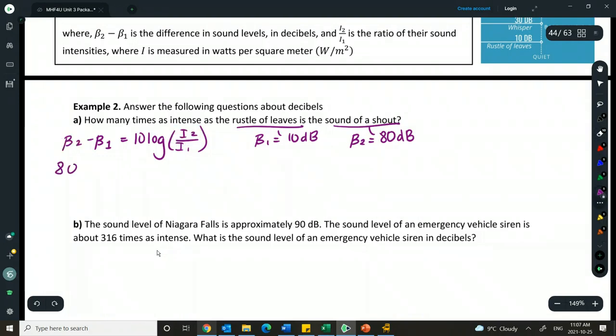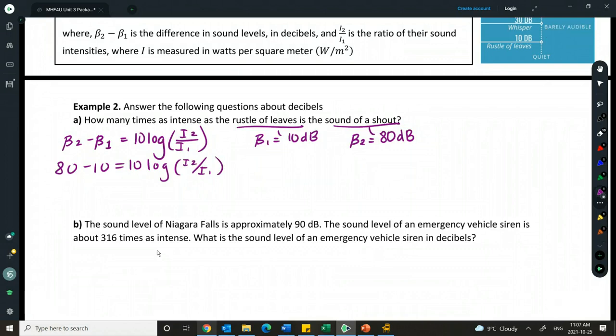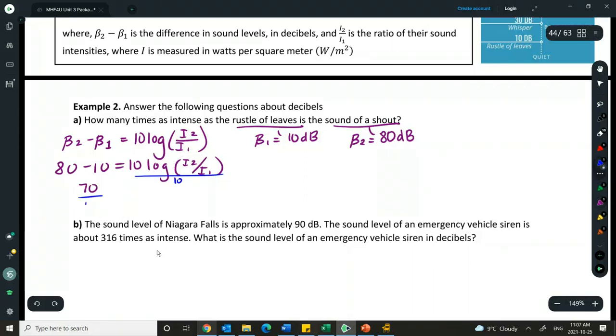Okay, so 80 minus 10 should be equal to 10 log of I2 over I1. Again, I'm just looking for the comparison between the intensities, so I'm actually just going to isolate for this entire thing. I don't need to solve for one or the other, I just want to solve for the whole difference of the intensities. So here I have 70. I'm also going to take a step here, and I'm going to divide this 10 out. There's not a lot I can do with that until I divide it out.